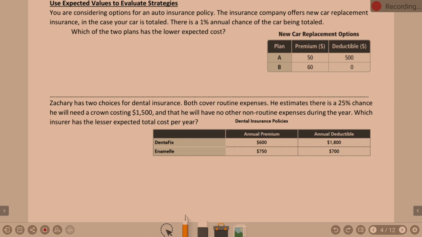Now, as we're talking about lower expected cost, we're looking for the better deal for us as the customer, right? We're not looking at the insurance company getting the better deal out of this. We're looking at the better deal for us as the customer. So, what about policy A?